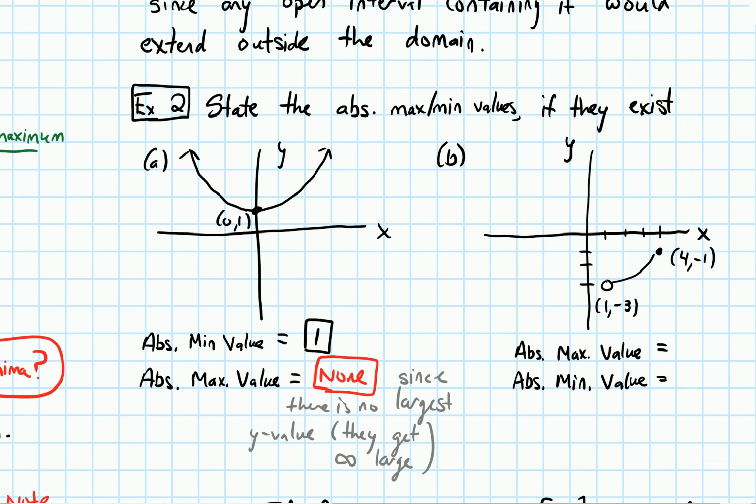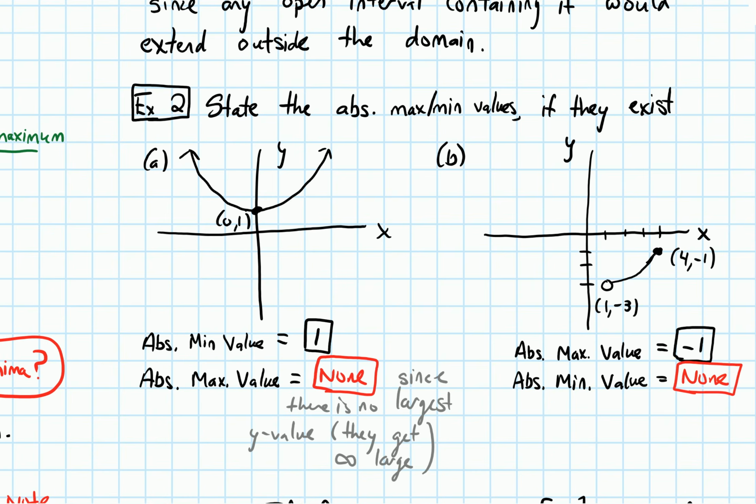Okay, so what about in graph B here? This should be connecting with that point where this closed circle is. So we have this segment of a graph. There's a closed circle at (4, -1), and an open circle at (1, -3). So in this picture, I see the absolute max value, the largest y value, is -1. Absolute min value, the smallest y value, is none.